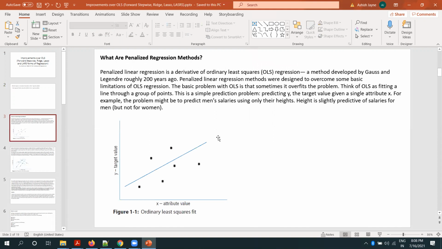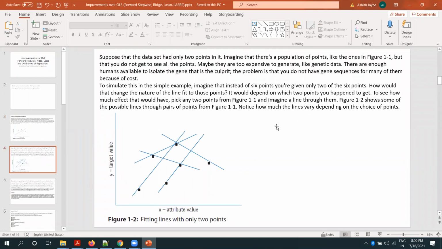So now, what are penalized regression methods? If you are given a data set and you don't have enough data points in it, such that the data points are fewer in comparison to the number of attributes you have. In this example, we are finding men's salaries with respect to their height. Height is on the x-axis, salary is on the y-axis, and you're trying to predict y. What would happen if you were given only 2 points?